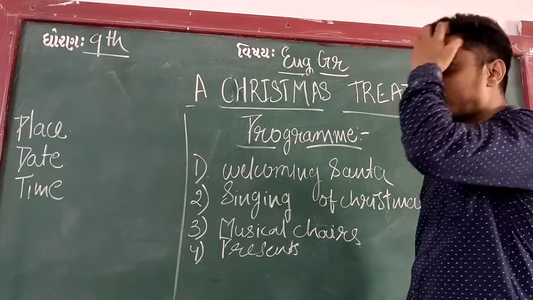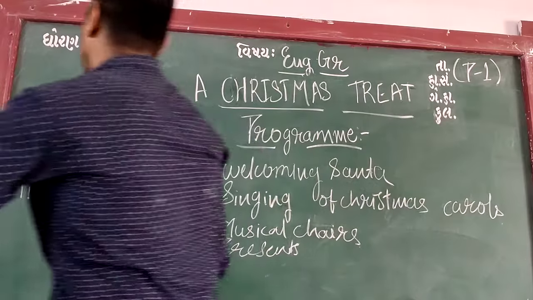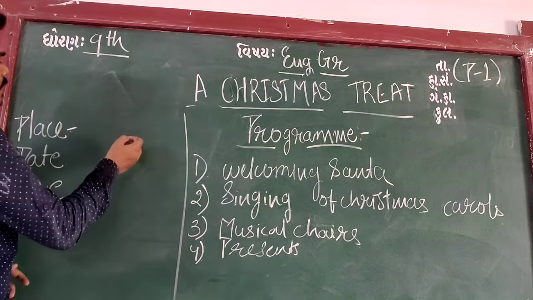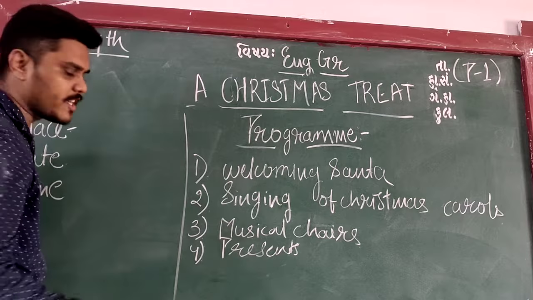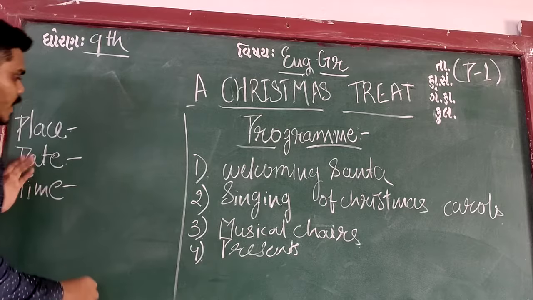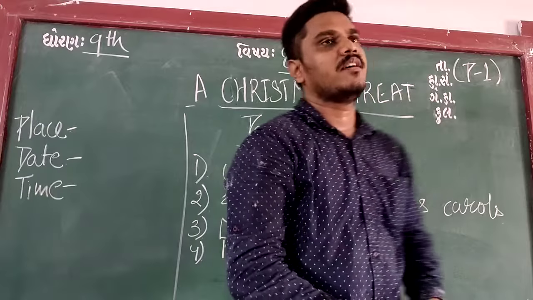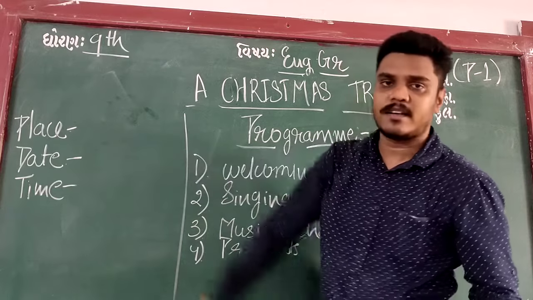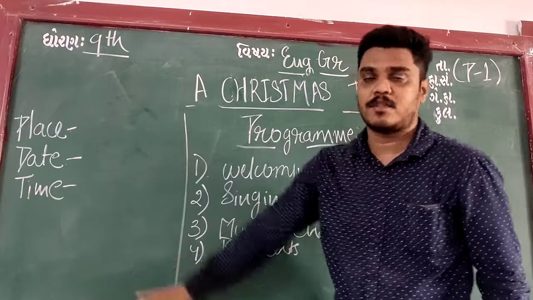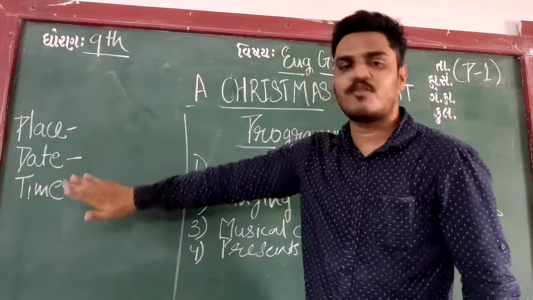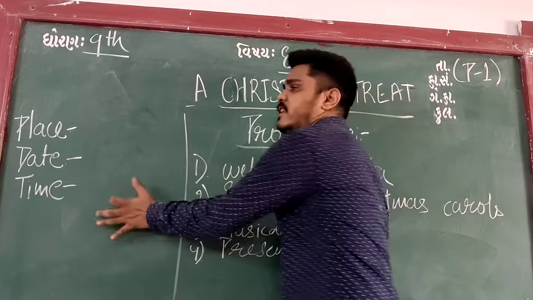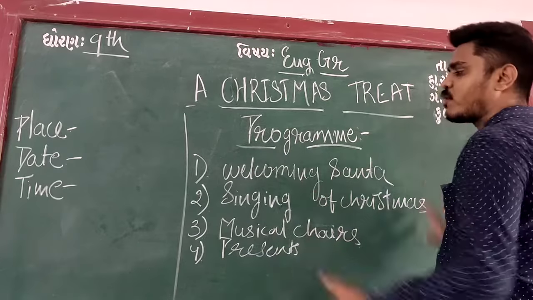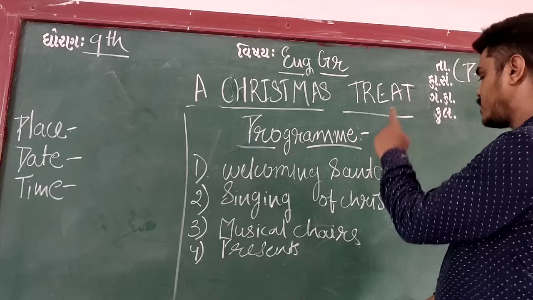See, Christmas tree, the place where you stay, place, date and time. You have to mention this: at which place, on which date and what time. This is necessary. And these are the programs. So, what is most important?